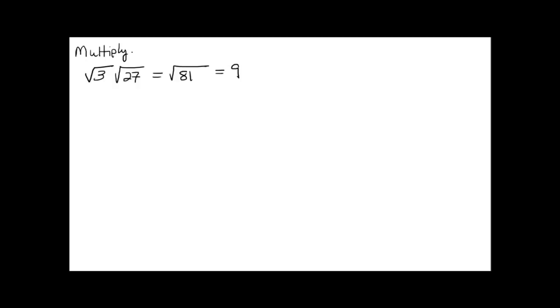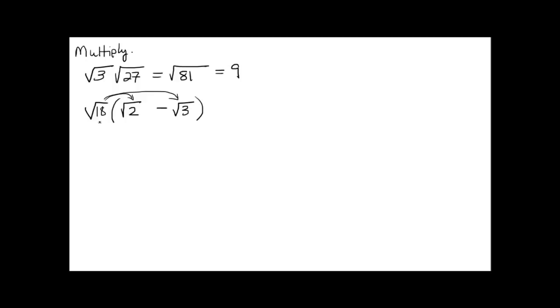We can do the same thing if we have something like the square root of 18 times the square root of 2 minus the square root of 3. Okay, so we can distribute this time because square root of 2 minus square root of 3, these are not like radicals, so we cannot just add their coefficients. But we can distribute this square root of 18. You might notice the square root of 18 can be simplified.